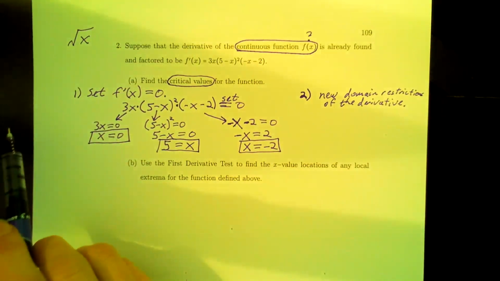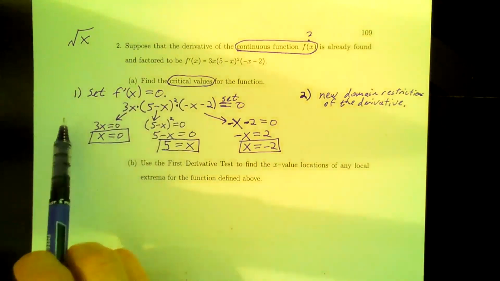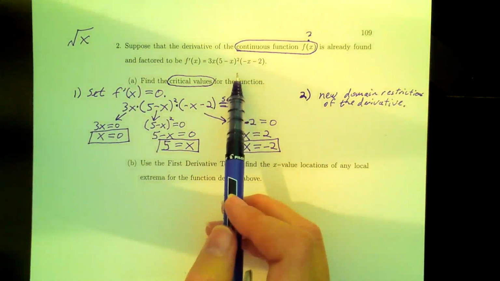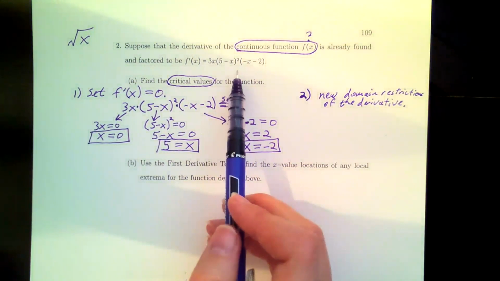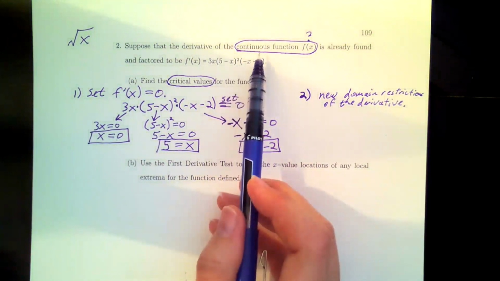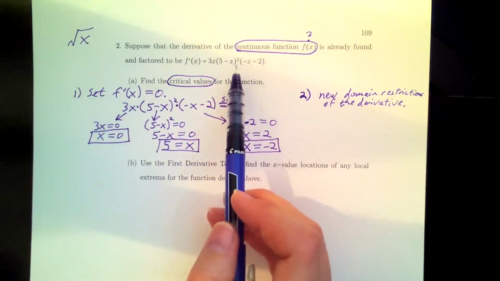But I don't see such a thing or any expression involving a root. So I don't have any restrictions on a square root. I also don't see that this is a fraction. So there's no way for my denominator of this thing to be 0 because there's no denominator. So that is to say that my original function has no domain restrictions and neither does my derivative.